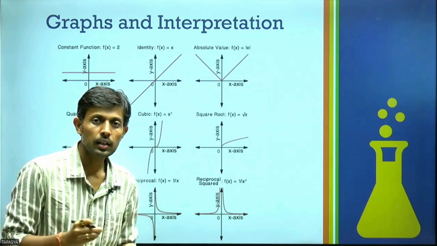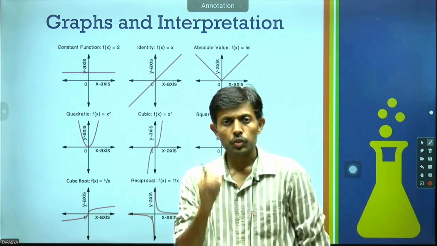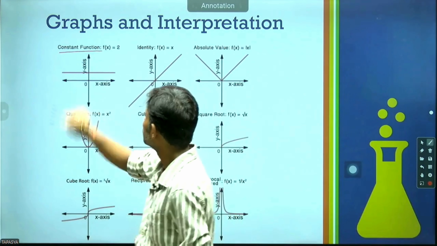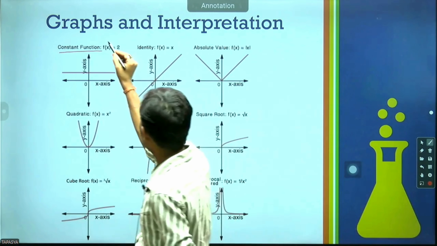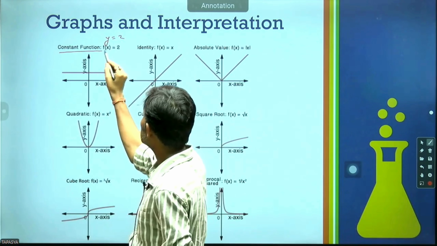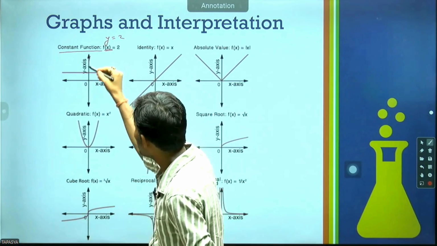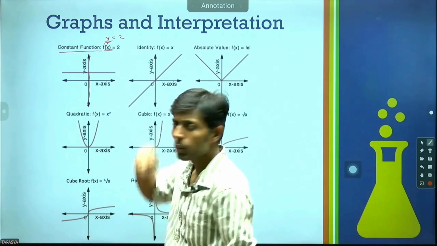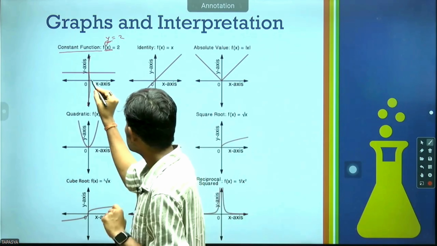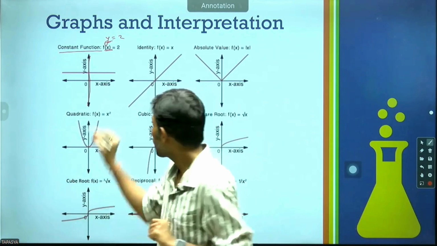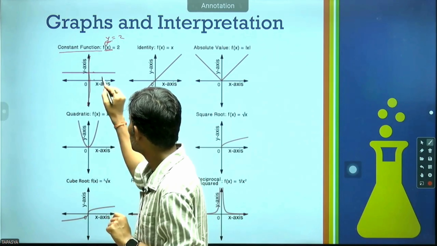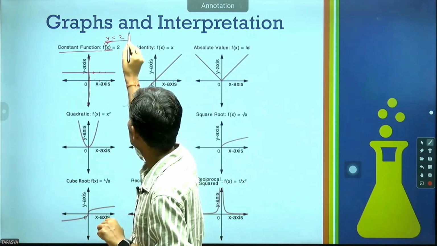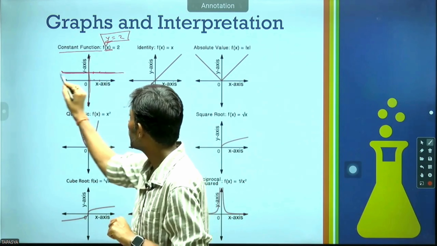Let's briefly look at the different types of graphs. The first type of graph that we are going to look at is a constant function, something like y equals 2. This f of x is the same as y. Whatever I'm plotting on this vertical axis is represented by y. So y equals 2. If x is 0, y is 2. If x is 1, y is still 2. If x is 3, y is still 2, and so on. So if you plot y equal to 2, you're going to get this red line. That is the graph.